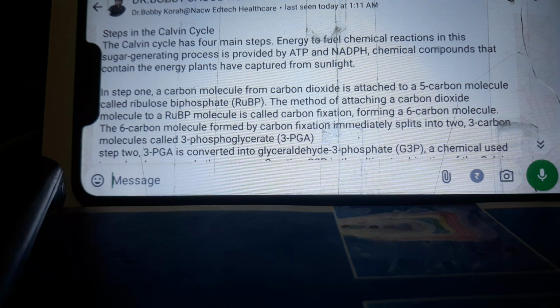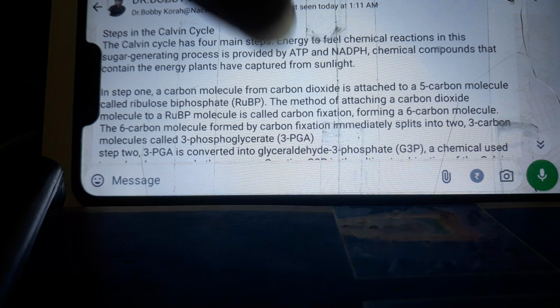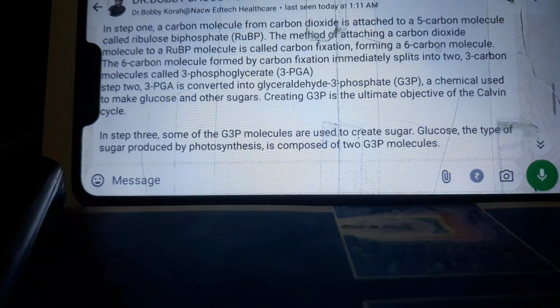Chemical compounds that contain the energy plants have captured from sunlight. In step one, a carbon molecule from carbon dioxide is attached to a 5-carbon molecule called ribulose bisphosphate, RuBP. The method of attaching a carbon dioxide molecule to a RuBP molecule is called carbon fixation, forming a 6-carbon molecule. The 6-carbon molecule formed by carbon fixation immediately splits into two 3-carbon molecules called 3-phosphoglycerate, 3-PGA.